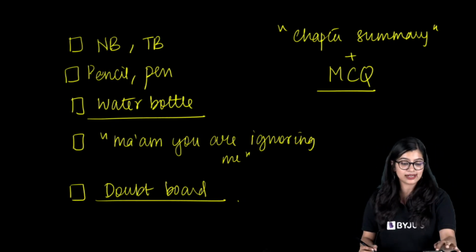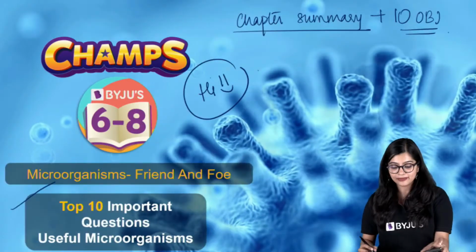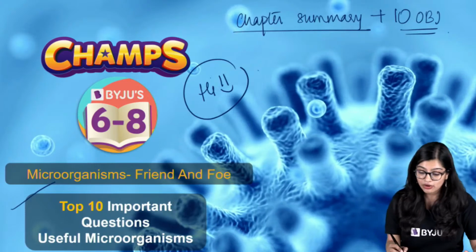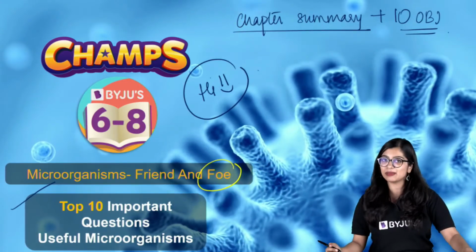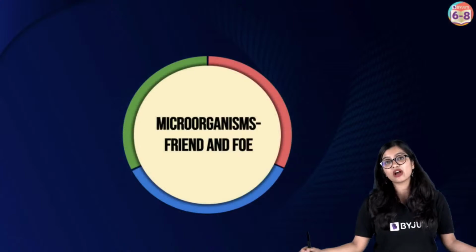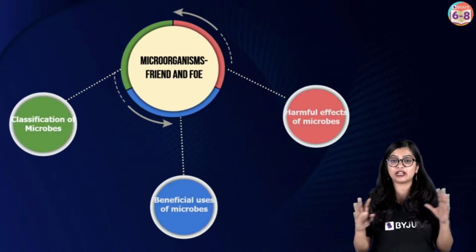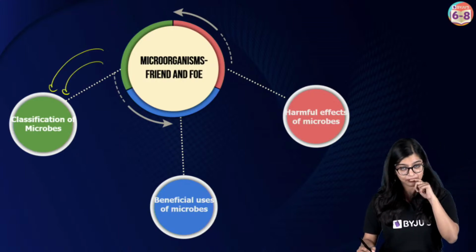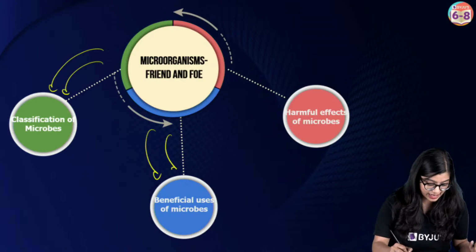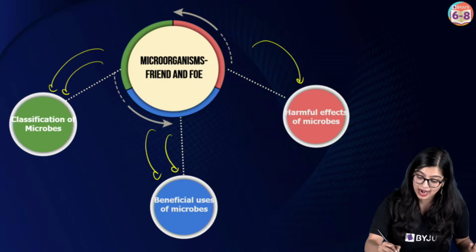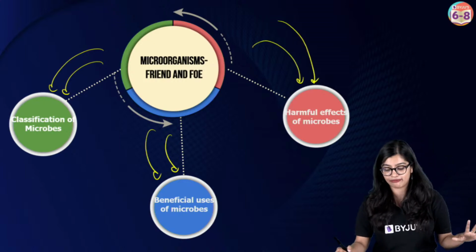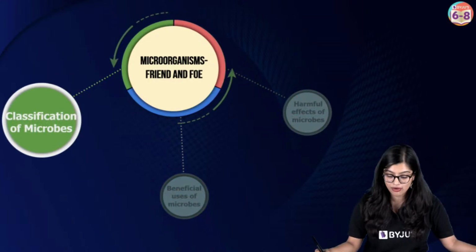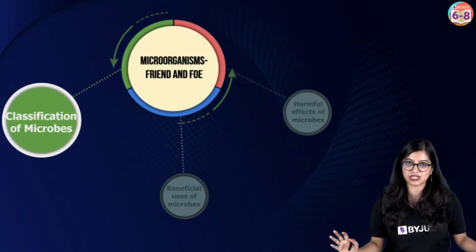Okay, now we're going to get started with the chapter summary, right? So now, of course, when we talk about microorganisms, friend and foe. Foe means enemy, right? Friend means we know what friend is. This particular chapter has three broad parts. We talk about what are microbes and the classification of microbes. We see how microorganisms are beneficial and how some microorganisms have harmful effects. Today we are going to be covering these two aspects, which is classification of microbes, right? And what microorganisms are basically.